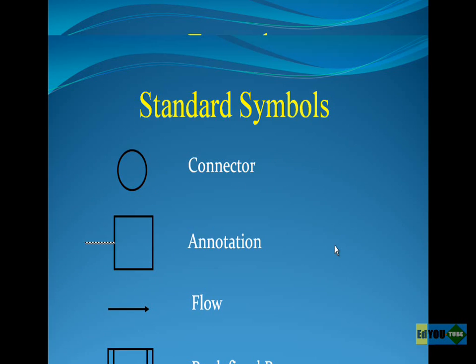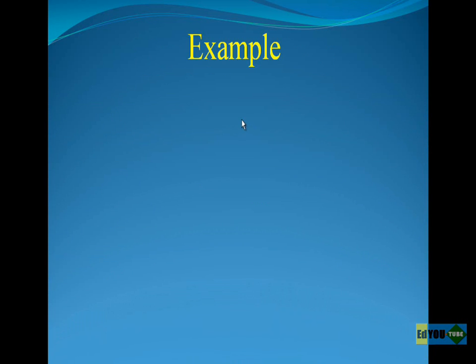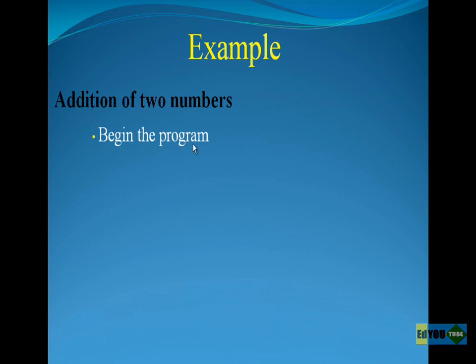Let's see an example flowchart now. We have already written an algorithm for addition of two numbers in the previous section. Now I am drawing a flowchart for that algorithm. I will explain step by step how to draw the flowchart for that algorithm. We first begin the program. For this, what shape must we use? It is the beginning of the program. To begin a program in flowcharts we use the oval shape. Here I have taken the oval shape and written Begin in it.